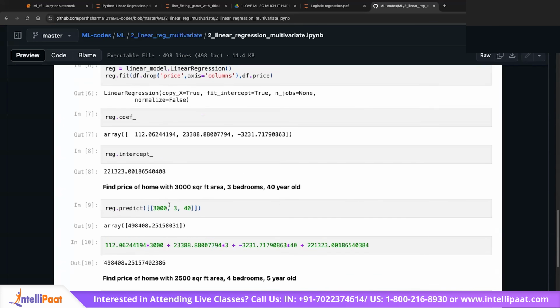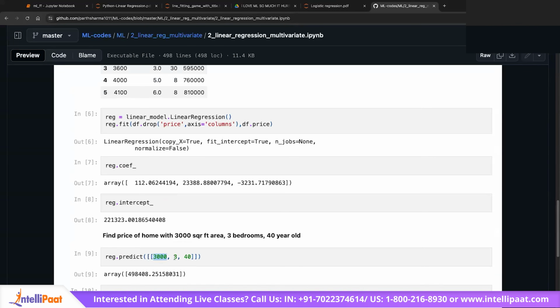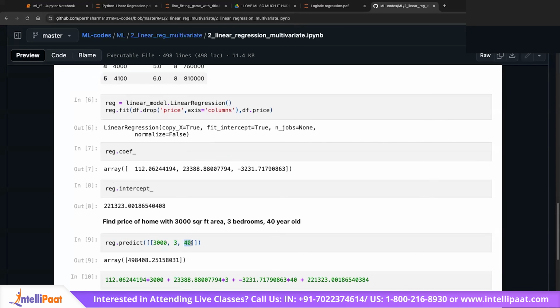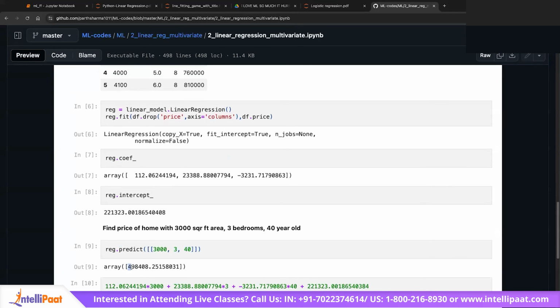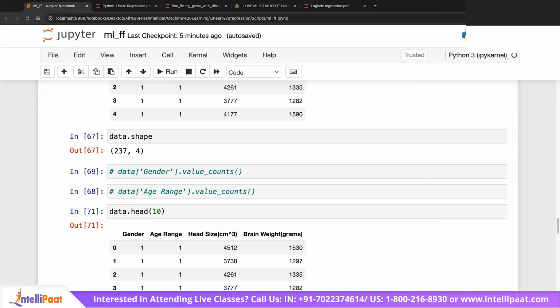Now, what did I do? I ran the coefficients. See, I'm doing regression.predict. If my house is 3000 square feet, 3 bedrooms, and 40 is my age, what will be the price? 4 lakh 98,408 rupees or dollars. Did you get the idea? See, I'm able to predict also now. Here, what I did is I dropped the y variable from X because I don't need it there. In X, I have taken area, bedroom, and age. It doesn't need to be in caps; you can do it in small also.